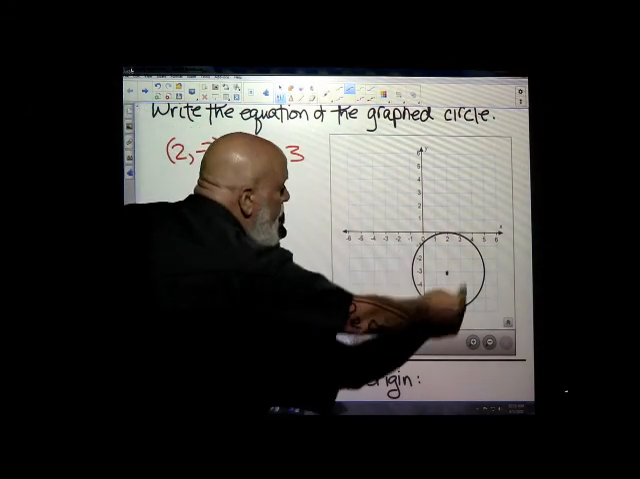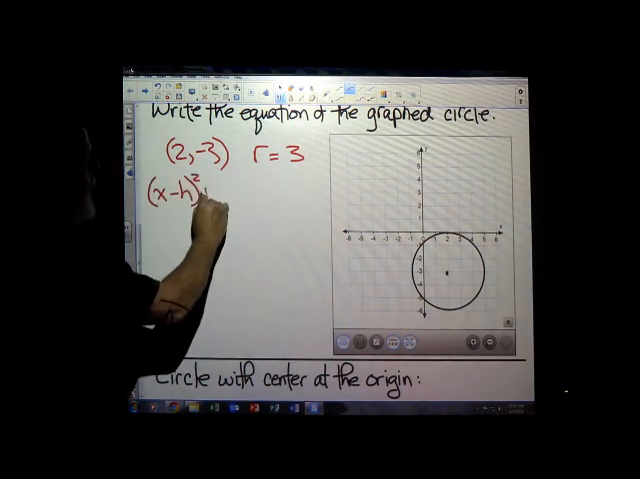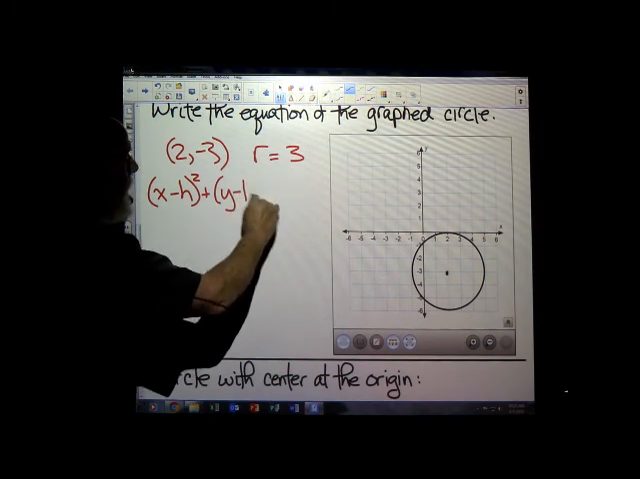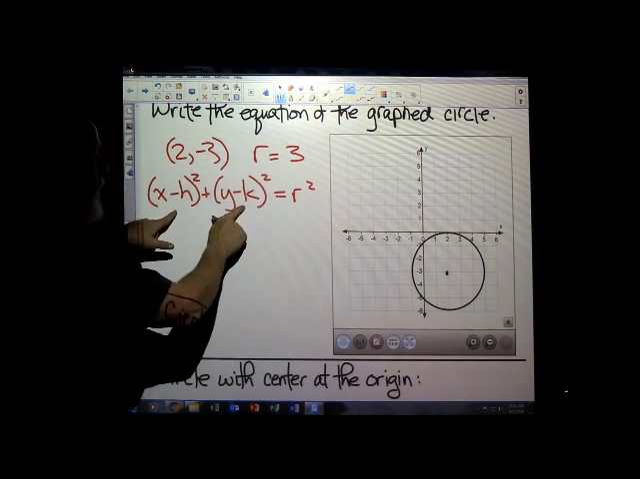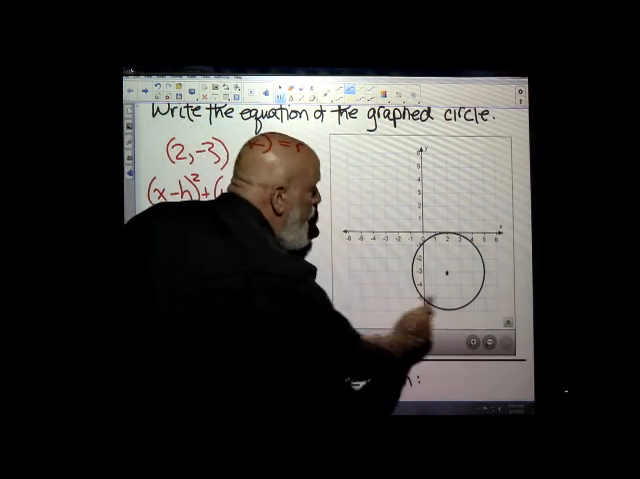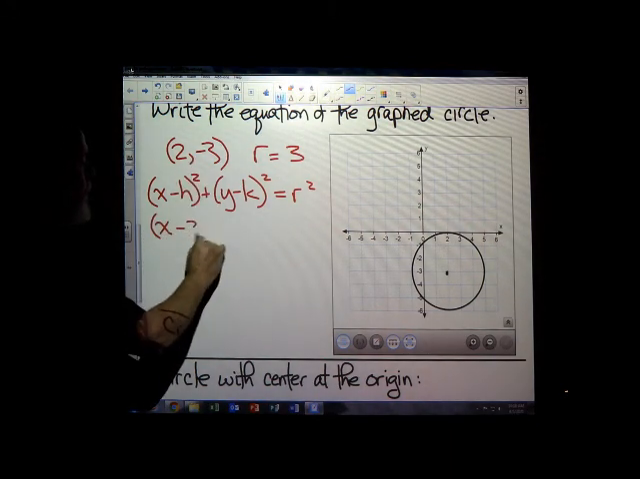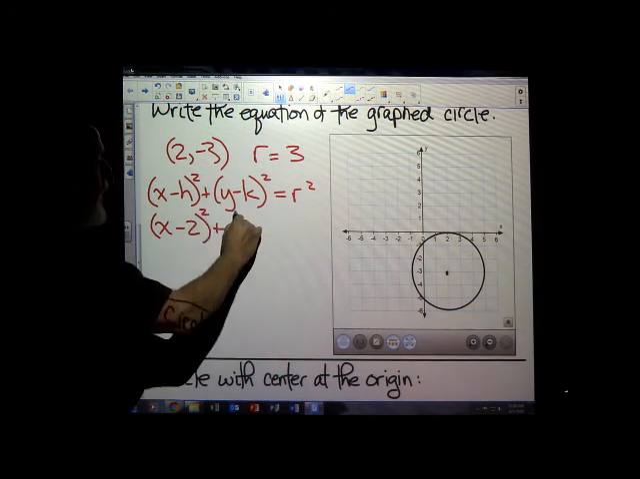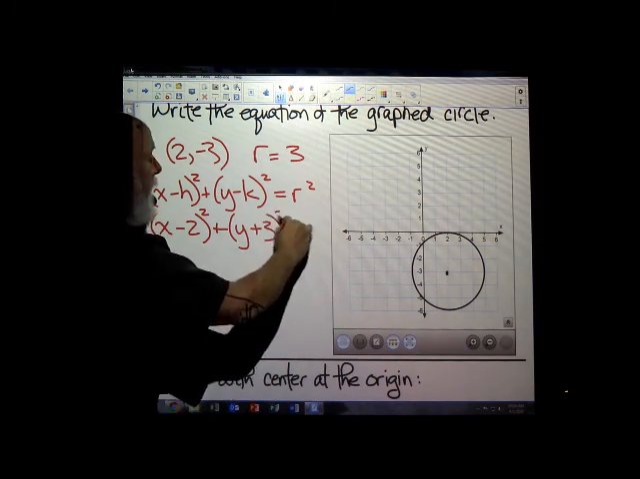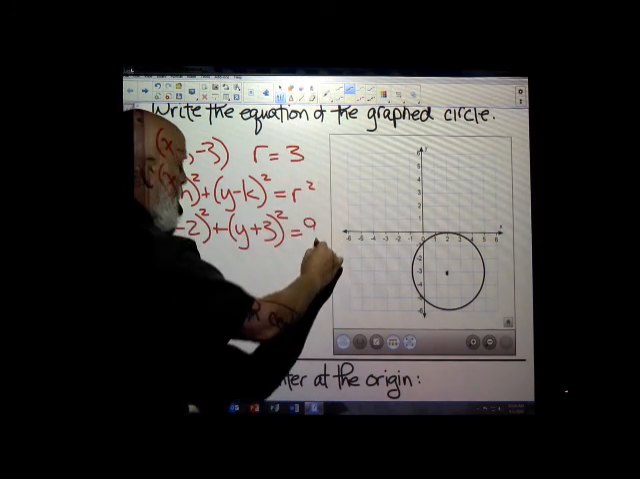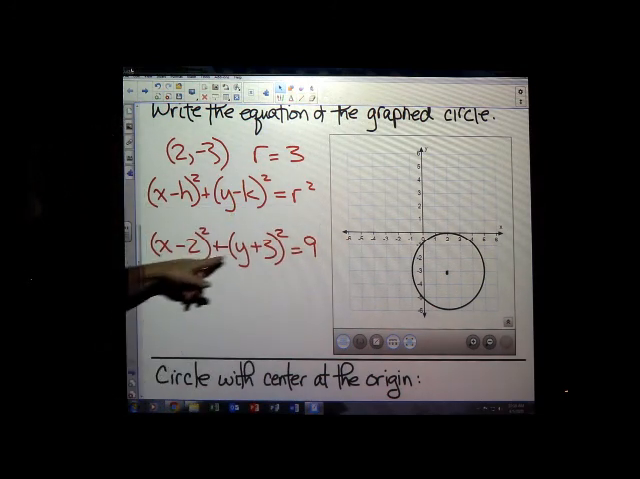And now we can write the equation of this circle using our general case, x minus h quantity squared plus y minus k quantity squared is equal to r squared, and we make these substitutions. I have x minus 2 quantity squared plus y minus negative 3 quantity squared is equal to 3 squared, which is 9. So this equation right here is the equation of this circle.